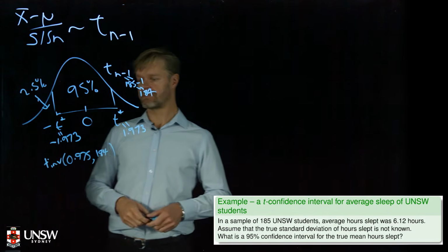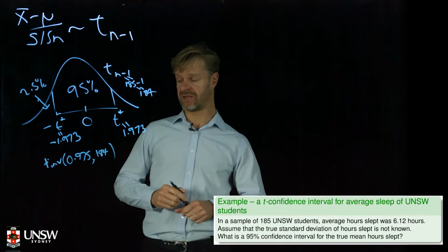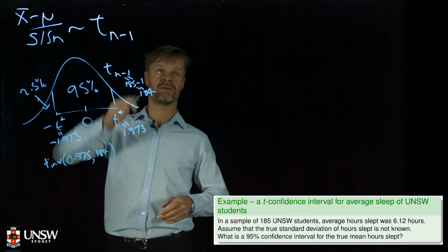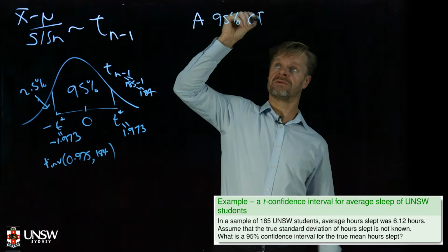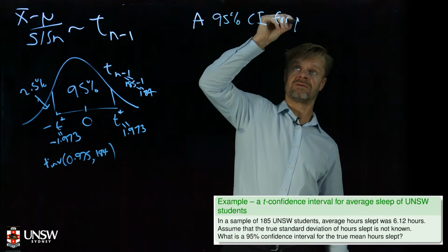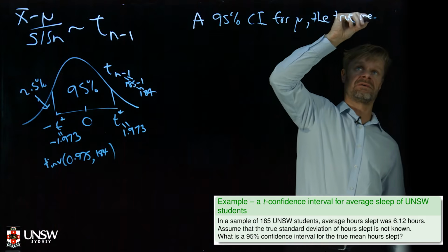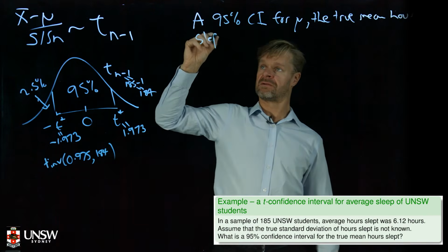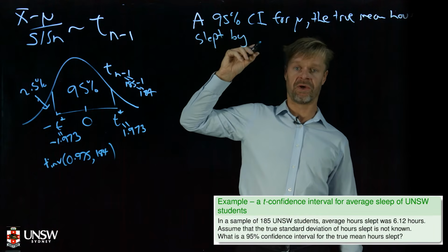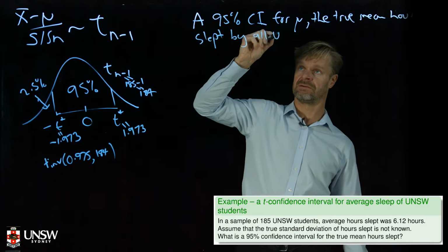All right, so if 95% of the time I'm within 1.973 estimated standard errors of the true mean, then a 95% confidence interval for the true mean hours slept by all students, all of them, okay?